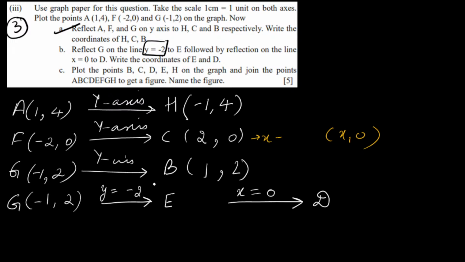Okay, y = -2, we have to draw the line. But what about x = 0? What is the meaning of x = 0?